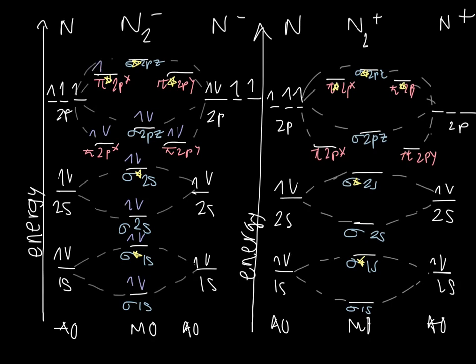On our next example, we have N2+. Here, nitrogen will lose an electron. The s orbitals have the same overlap of bonding and anti-bonding electrons as N2-. However, for our p orbital, we will only be able to fill up to sigma 2pz.